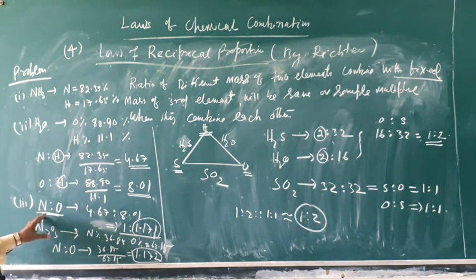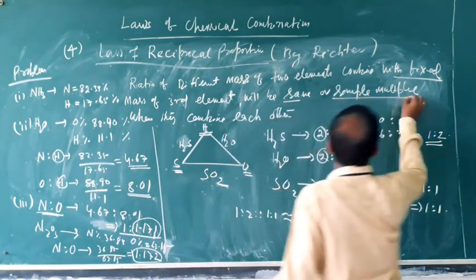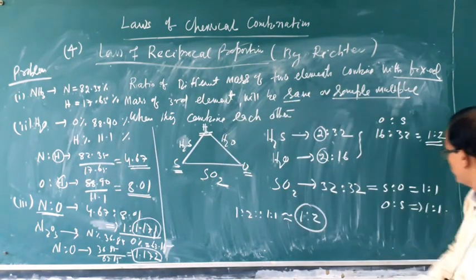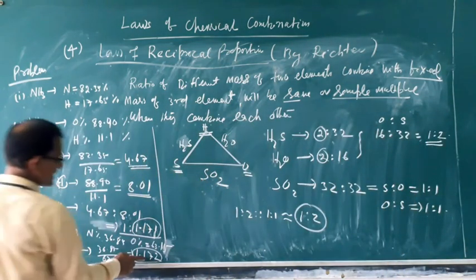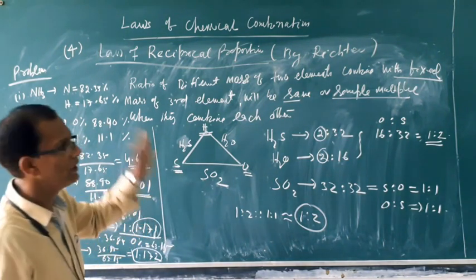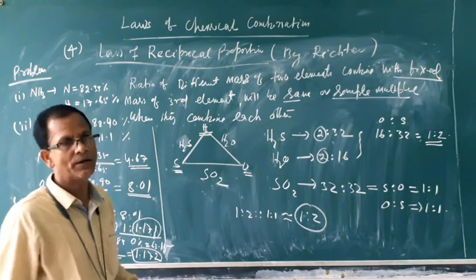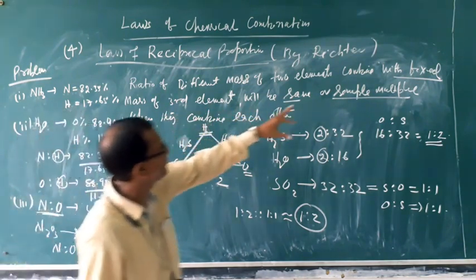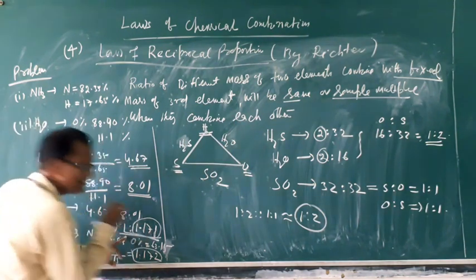That means this law, this data indicates it is the same. The law states that it is either the same or a simple multiple. In the example we got a simple multiple, but in the problem we got the same. When you compare the ratio of elements, different elements combined with the fixed mass of another, that value you will get.